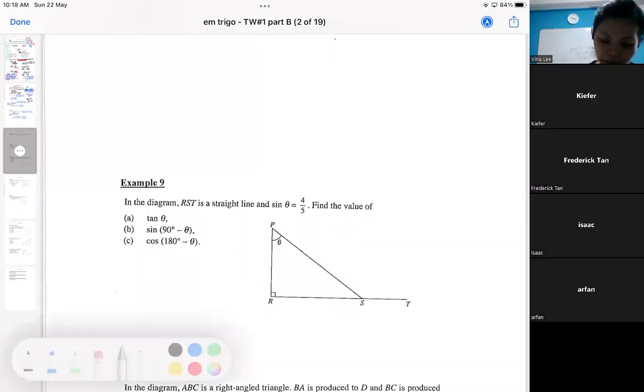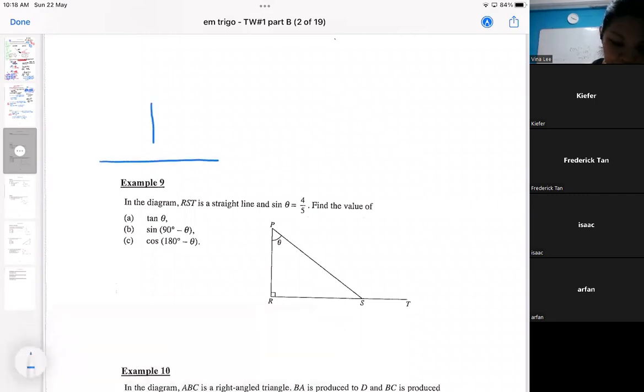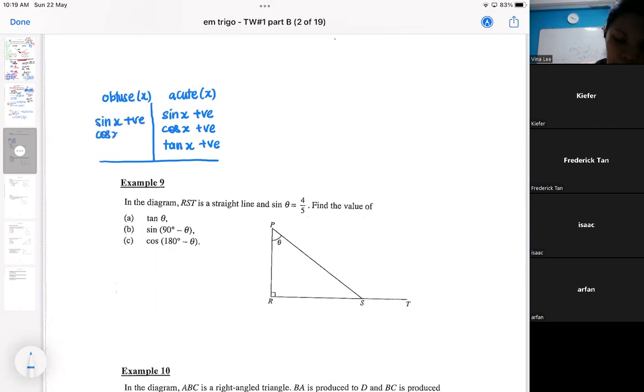So the formula will go like this. I think just now we already explored the basic relationship. So we do that one more time for the acute angle. So if x is acute, then sine x positive, cosine x positive, tangent x positive. Okay, so if it's an obtuse, I keep on using x so that I don't confuse you. So sine x is positive, cosine x is negative, tangent x is negative.